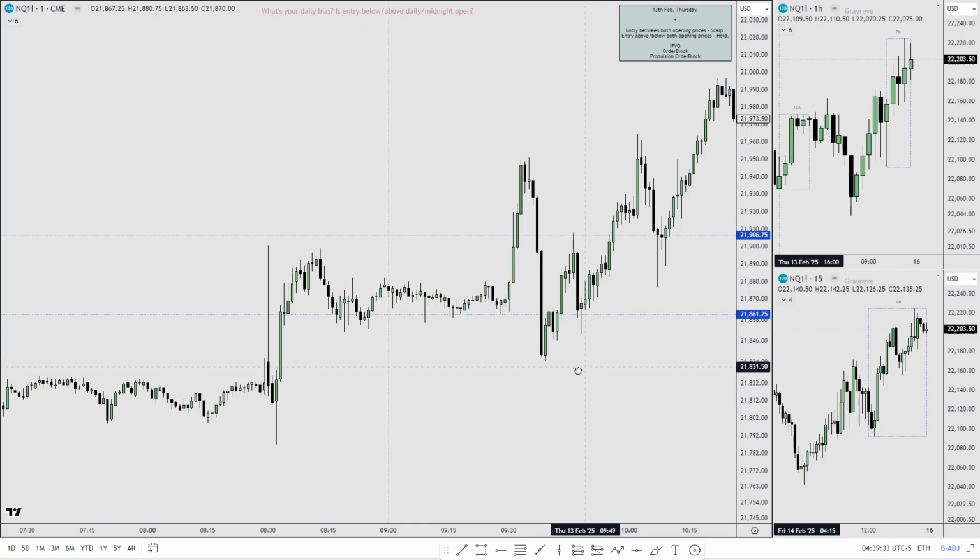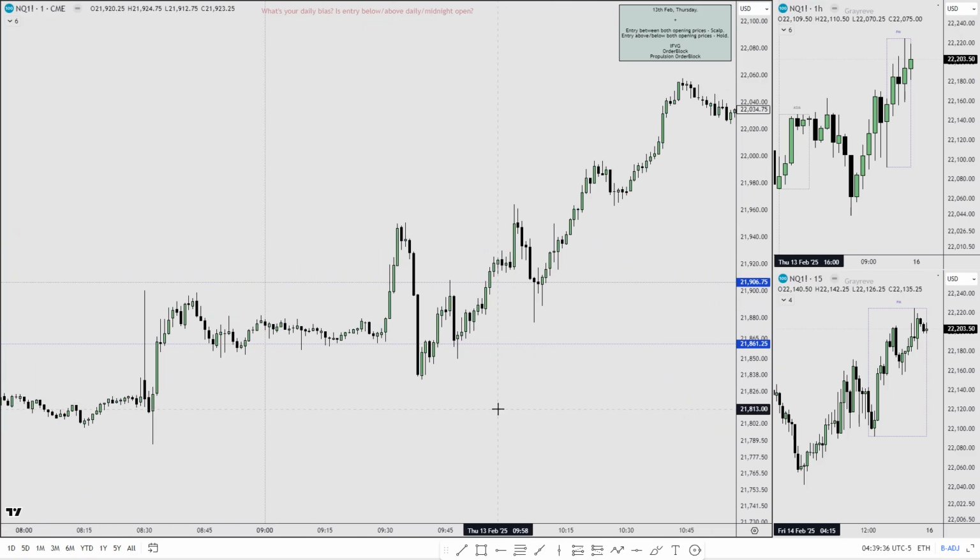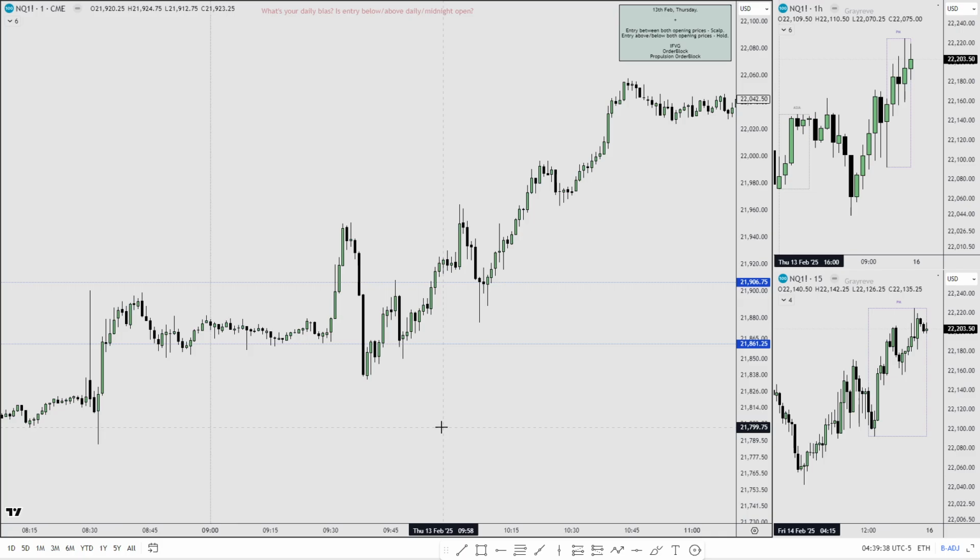You can use this, you can refine it, you can incorporate it into your model, up to you. But this is the only thing that I'm emphasizing here: daily bias and buying below daily open and midnight open if you're long, selling above daily and midnight open if you're short. And obviously if you're scalping, you can have an entry in between these two prices, midnight open and daily open. That is for scalps, which is why I annotated this example right here.